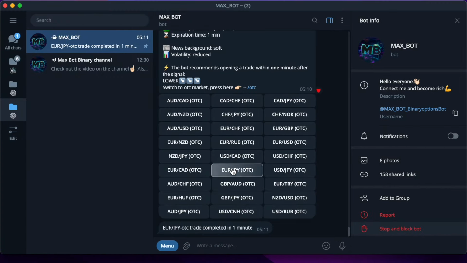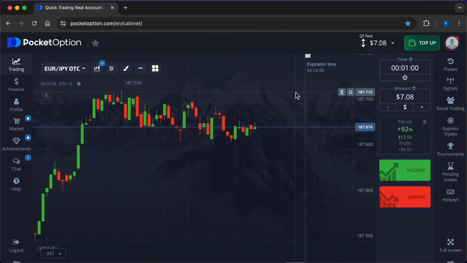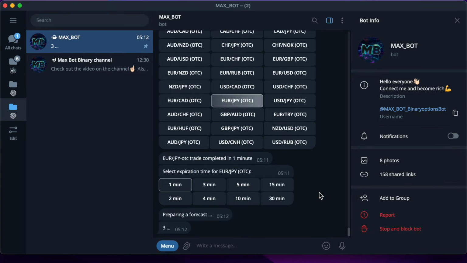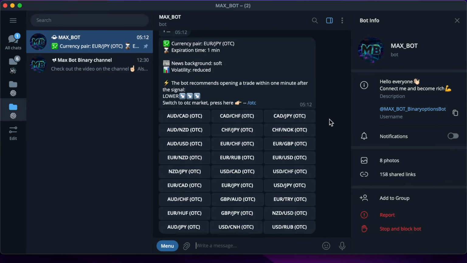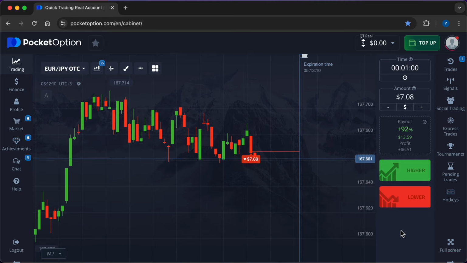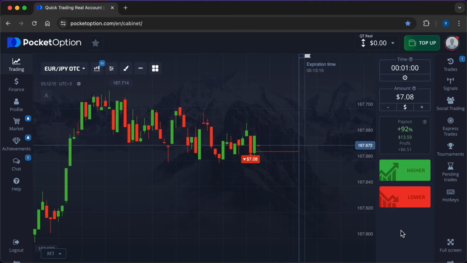So, $3.39 came into my account. Let's move on. New investment $7.08. The signal is lower. AI models use historical and real-time data to forecast future price movements.